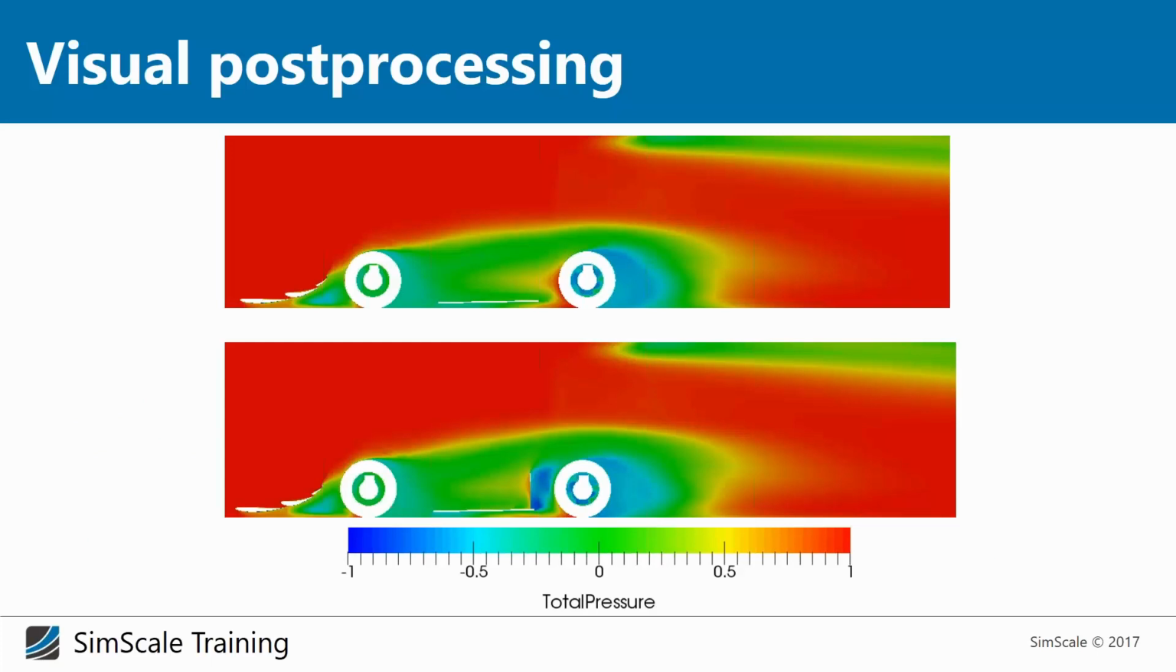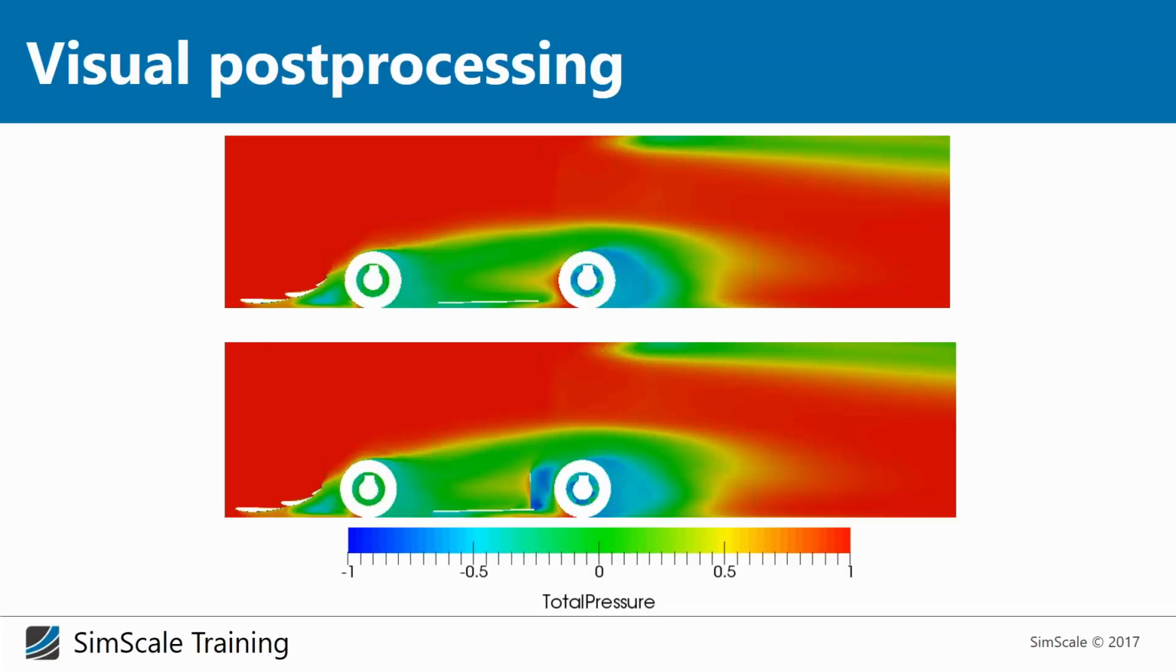The last thing we mentioned was that the efficiency of the undertray was decreased, and you can see that perfectly if you compare the total pressure plots of the car.